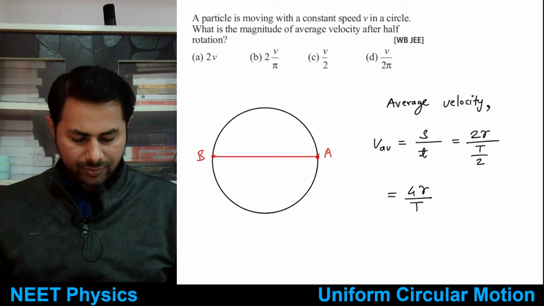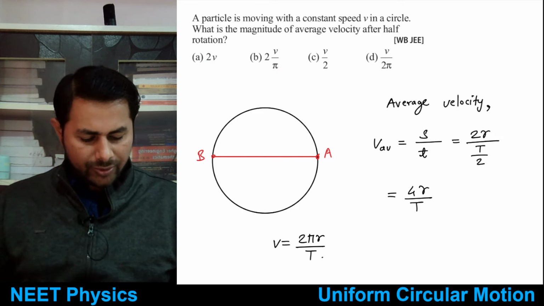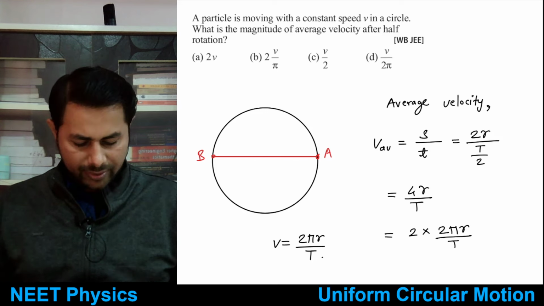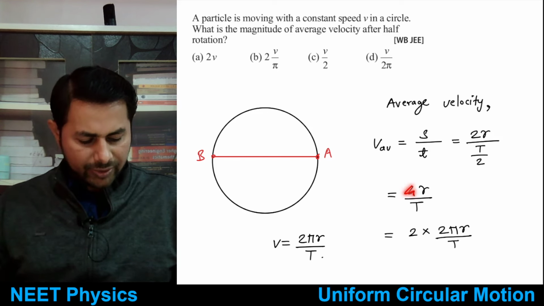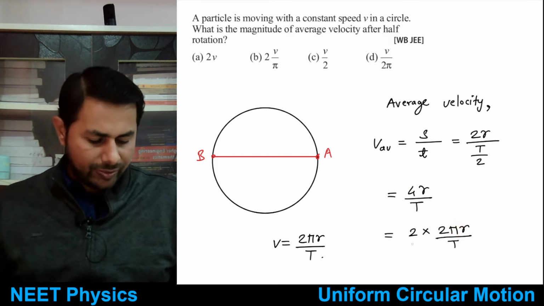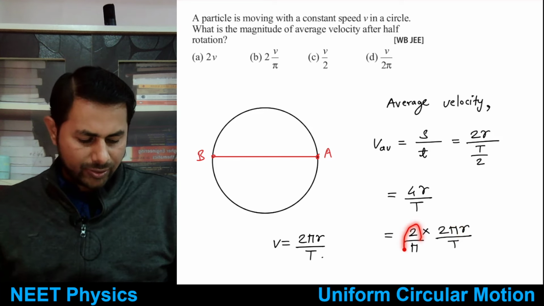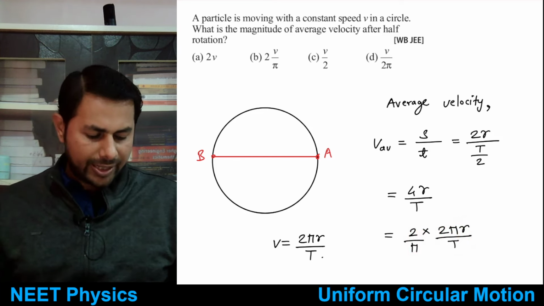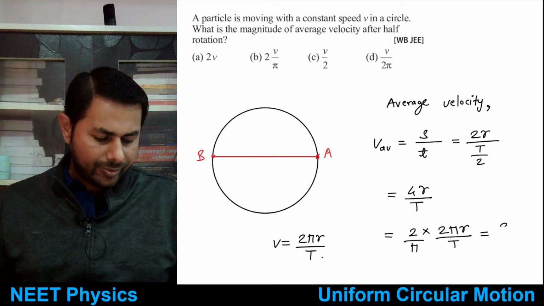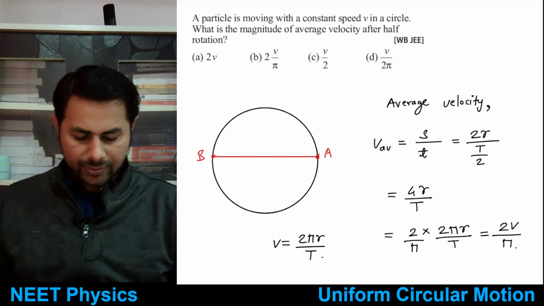Because all of the answers are given in terms of v, what we can do is write this thing with 2 pi r. I can write this as 2 times 2 pi r upon T. So what I have done is I have written this 4 as 2 times 2, but I have 2r only. Then you need to multiply by pi, so you should divide by pi also. So that is 2 by pi multiplied by 2 pi r by T, so that is v. So the answer is correct, 2v divided by pi. So it's option B.